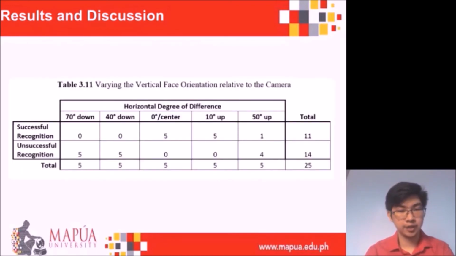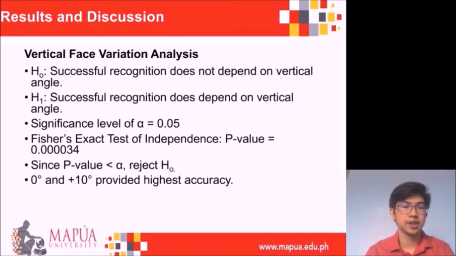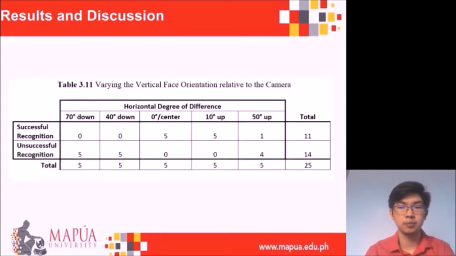For the vertical face orientation, again, we have 5 different participants through 5 different trials, categorized into successful and unsuccessful recognition. The null hypothesis is that successful recognition does not depend on vertical angle, while the alternative is that it does depend on it. Significance level of 0.05 and a p-value of 0.000034 was acquired. Since the p-value is again less than the significance level, we can reject the null hypothesis. From this, we can conclude that 0 degrees and positive 10 degrees provided the highest accuracy, as seen from the data gathered before.